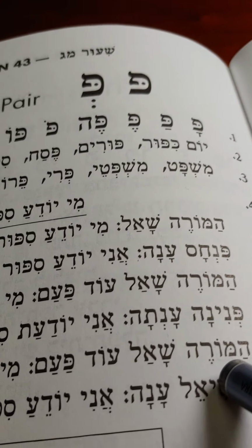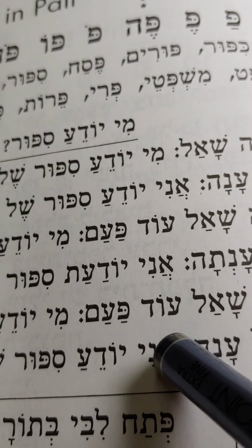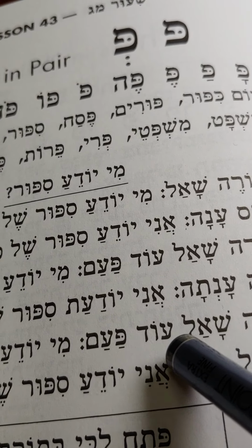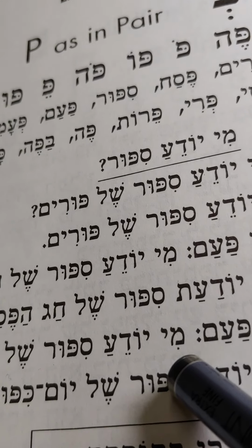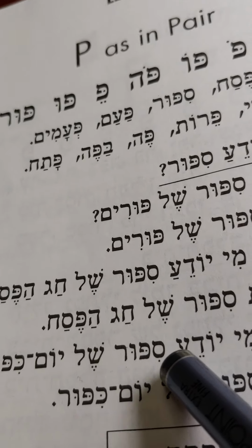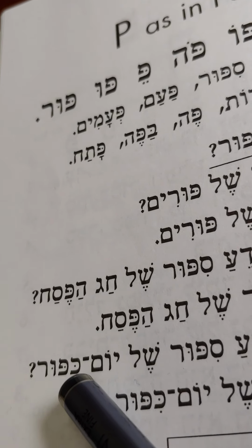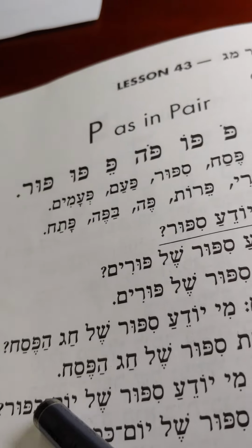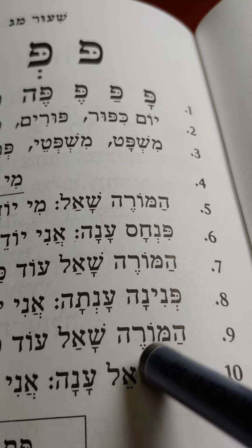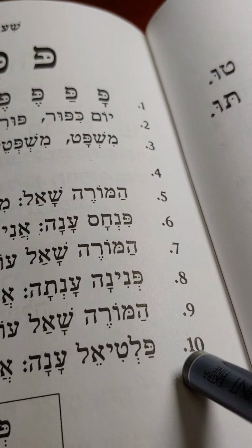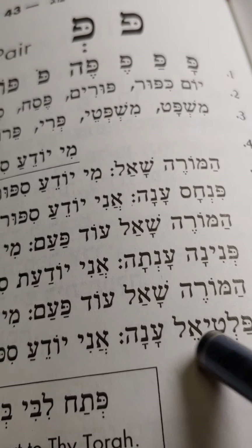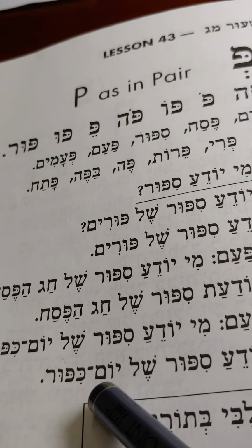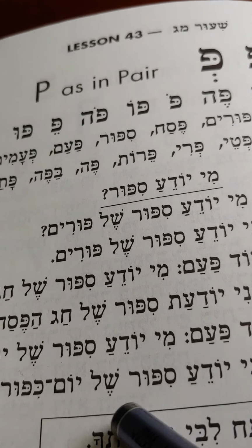Teisha, 9. Hamore sha'al od pa'am. The teacher asked another time. Mi yodea sipur shel Yom Kippur. Who knows a story of Yom Kippur? Eser, 10. Paltiel ana. Paltiel answered, Ani yodea sipur shel Yom Kippur. I know a story of Yom Kippur.